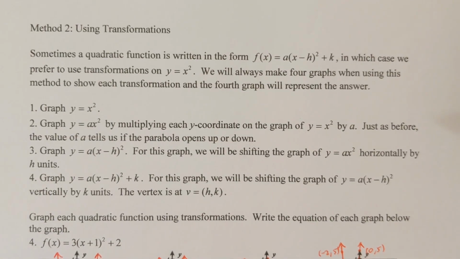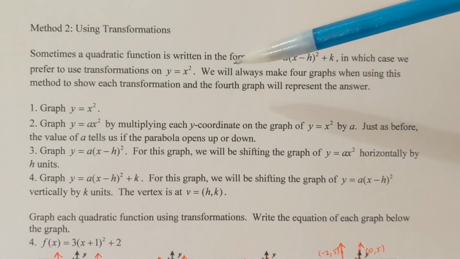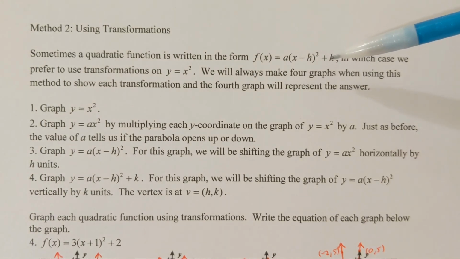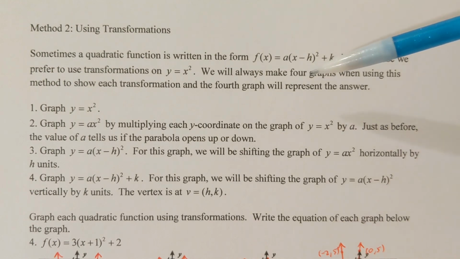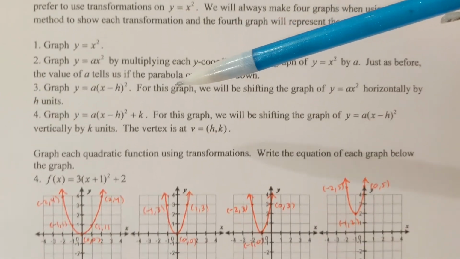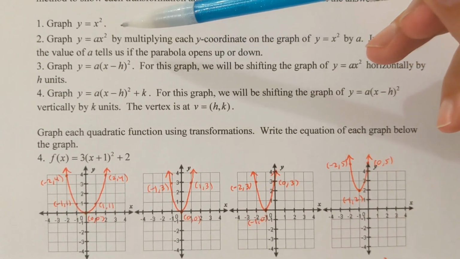Another method for graphing a quadratic is to use what we know about transformations. Sometimes a quadratic function is written in the form a times x minus h squared plus k, in which case we prefer to use transformations on y equal x squared. We will make 4 graphs when using this method to show each transformation, and then the 4th graph will represent the answer. So step 1 is to graph y equal x squared.